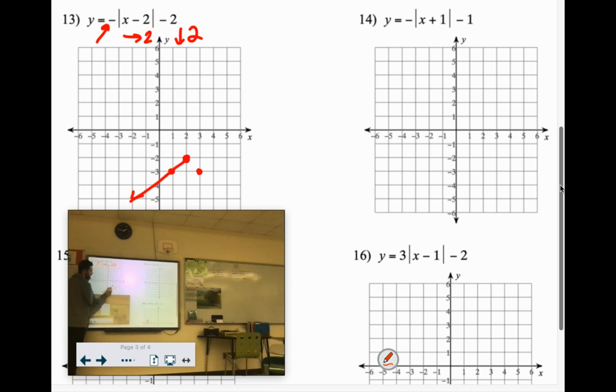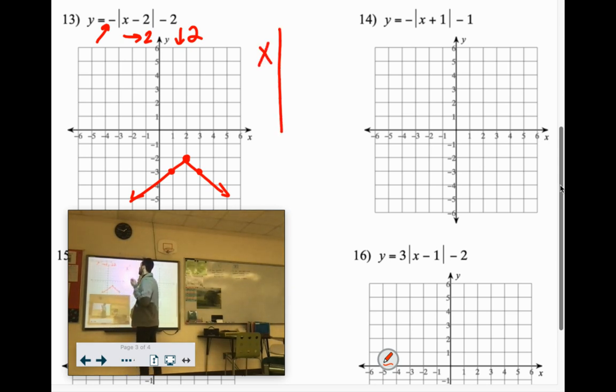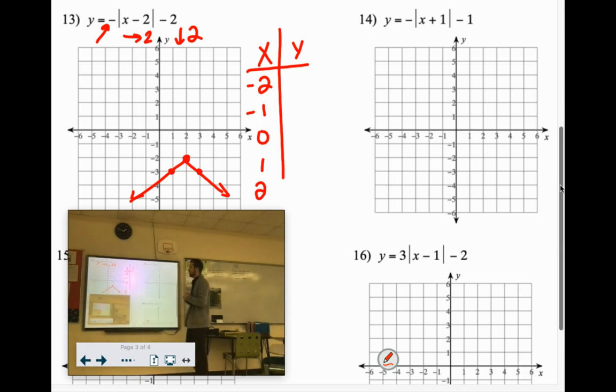You know what's another way that you can graph this if you forget? You could create a table, choose your own x values, substitute them into the equation, solve it, whatever you get would be your corresponding y for that coordinate. That's a lot of work. That's how we used to have to do this back in the day when we first started graphing stuff.